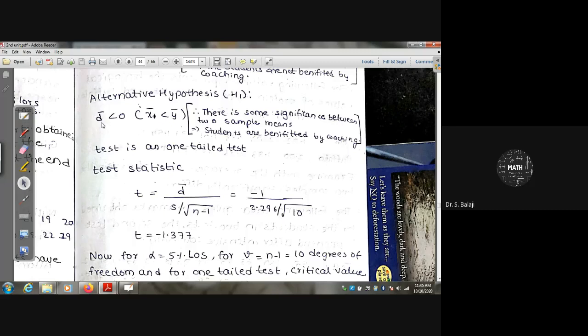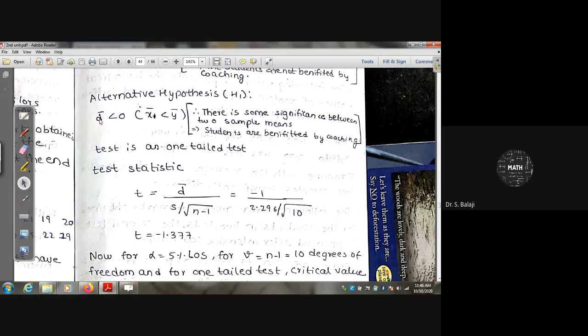But obviously that d bar is obtained from xi minus yi. The average of xi minus yi gives you di, that is summation di by n less than 0, summation xi minus yi less than 0. In that manner you can get correspondingly x bar less than y bar, that is summation xi by n less than summation yi by n. Therefore, x bar less than y bar.